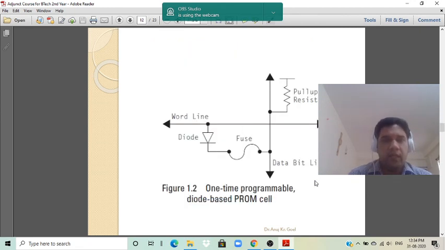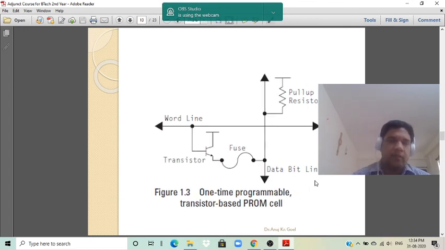It is the one-time programmable diode based PROM cell. Instead of MOS, we are using the diode. So P is connected to the word line and N is connected to the data bit line with the help of a fuse. One fuse is there. If the fuse is intact, it will give the 0. If there is no fuse, it will give the 1.